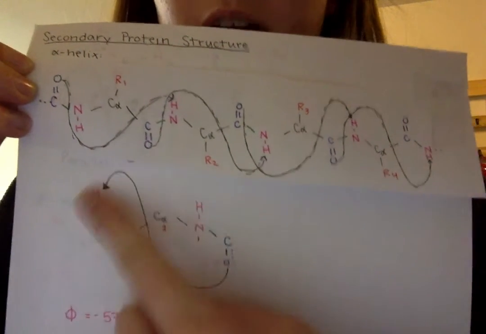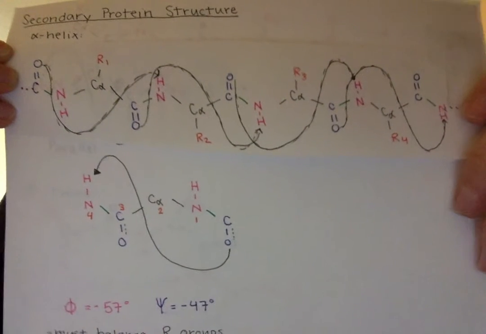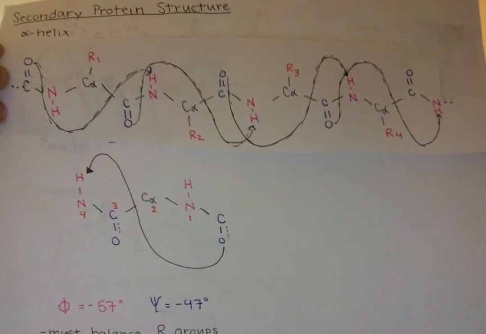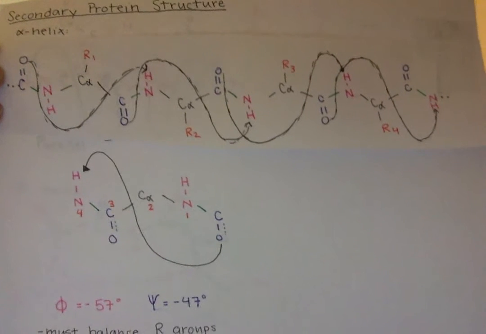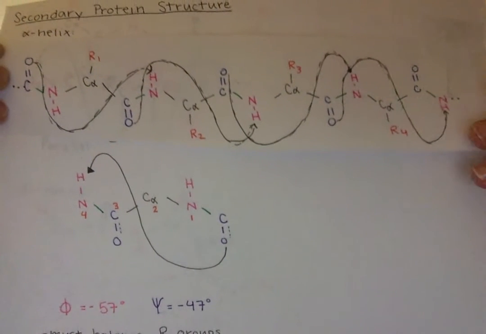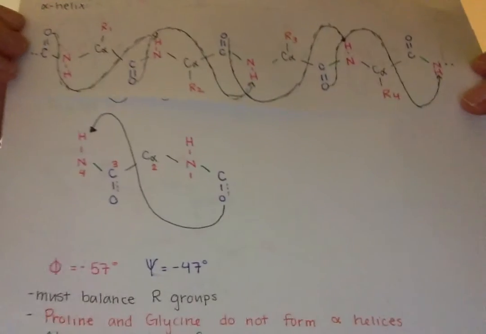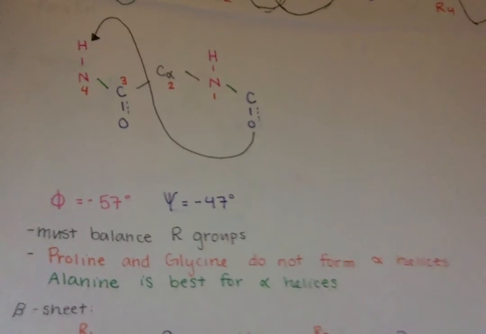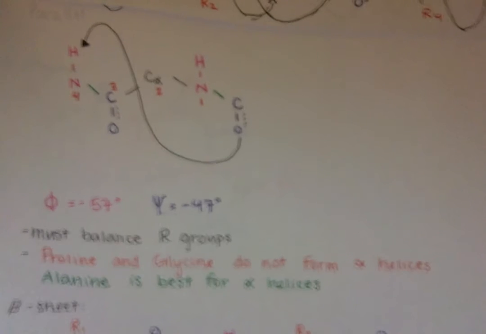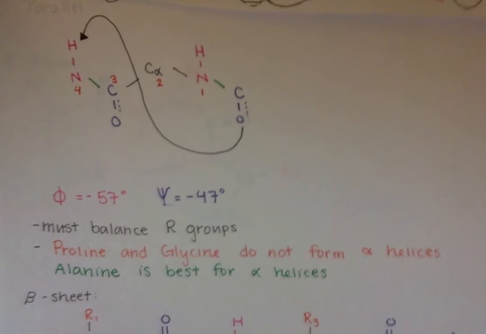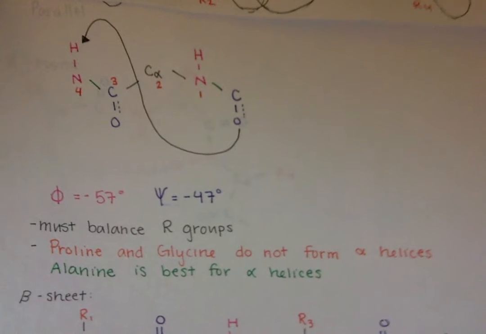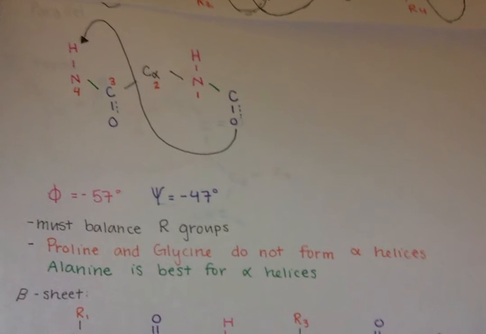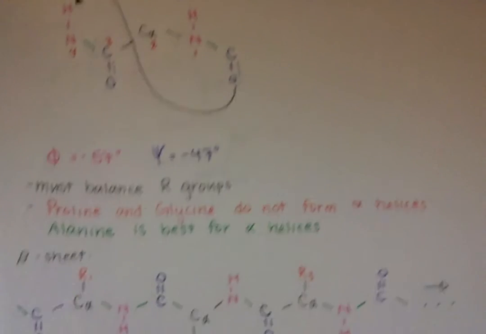And as this bond forms, it's going to cause the protein to rotate about itself, and which way the oxygen to hydrogen bond forms is going to dictate whether it's right-handed or left-handed. And I've also noted the phi and psi angles for an alpha helix there. And so those are pretty consistent throughout the alpha helix structure. It's also important to note that certain R groups do not work well at all with alpha helices, while others are very beneficial for alpha helices, and I've noted those there.